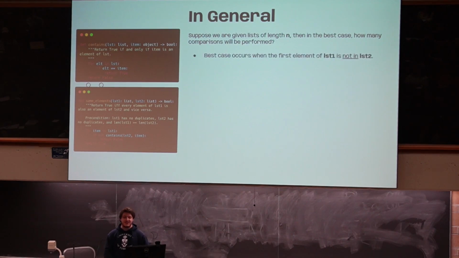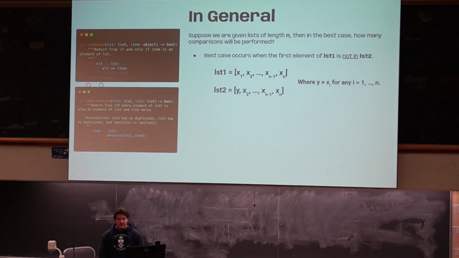So the best case occurs when the first element of list 1 is not in list 2. So this is going to be like the structure of the list. It doesn't even matter what the rest of the list is, it could all be the same elements. Like x2 through xn could be identical. As long as x1 and y aren't the same, we're going to reach our best case. So it's going to be one comparison since we do have to check.